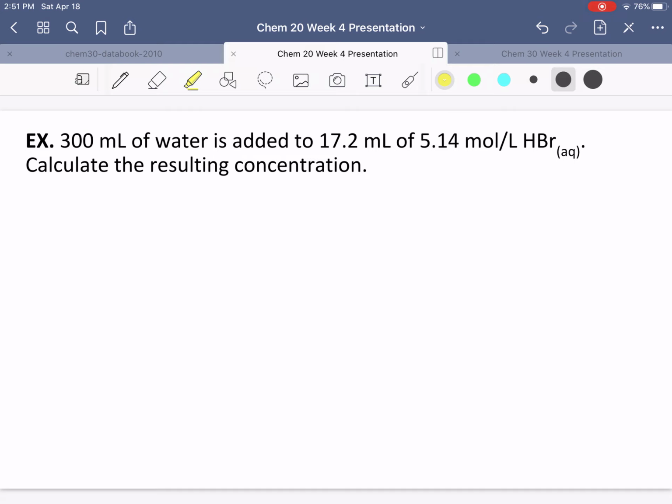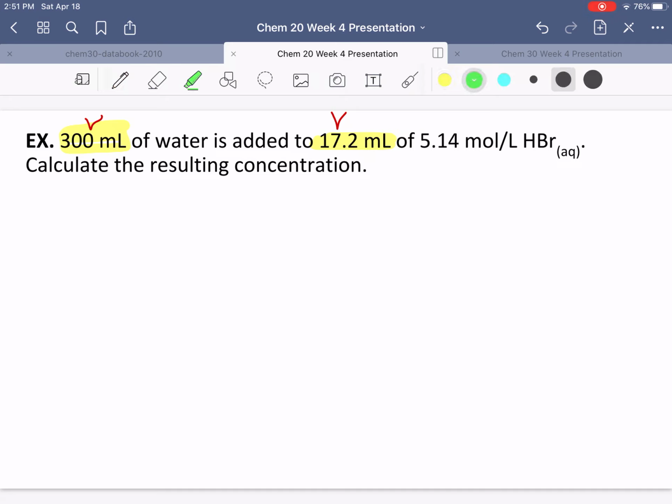So first things first, pay close attention to your givens. We have 300 mils. Notice the mils. That means this is for sure volume. This has been added to 17.2 mils. Oh, that's weird. Another volume. Hint, hint that this is dilution.